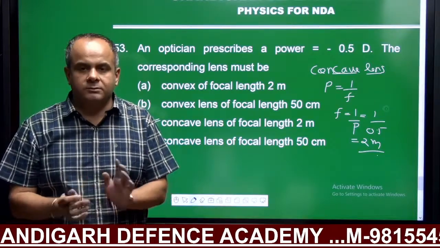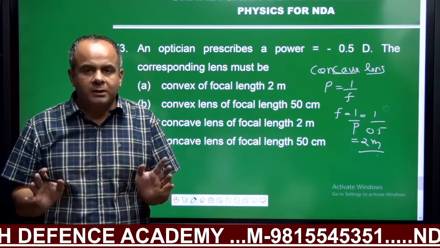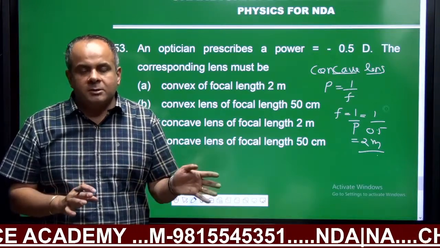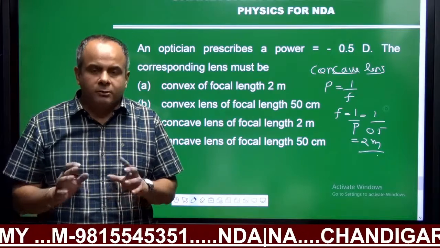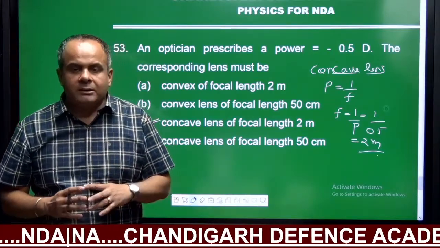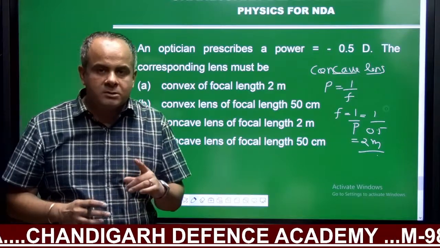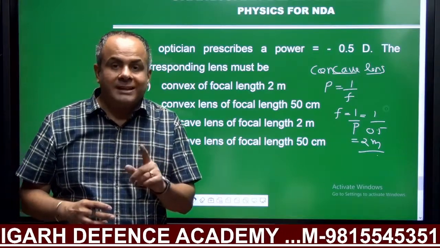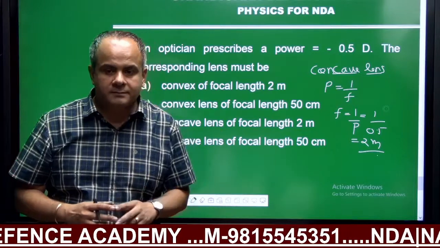Any doubts? At least this should be clear. What is the relationship between power and focal point? Oh, sorry, focal length. Which lens is having negative focal length? Which lens is having positive? याद रखिएगा. Convex का focal length is positive. Concave focal length is negative. Lens. I'm talking about lens. Clear.